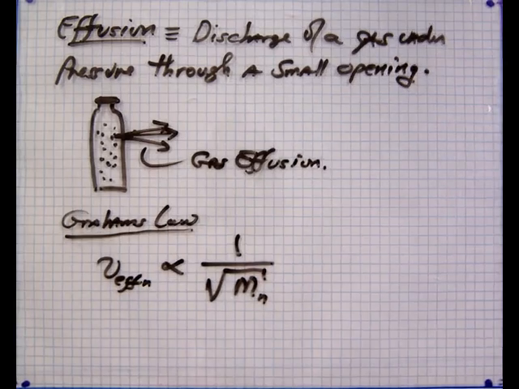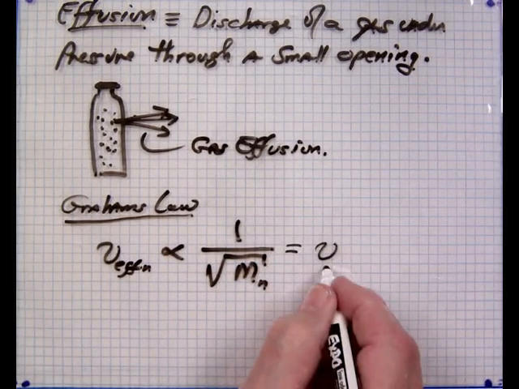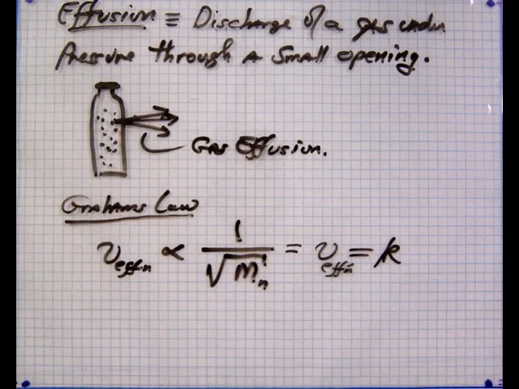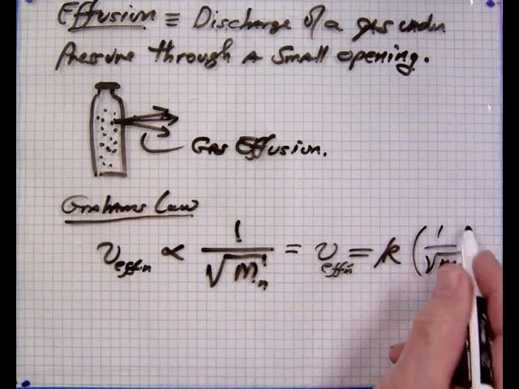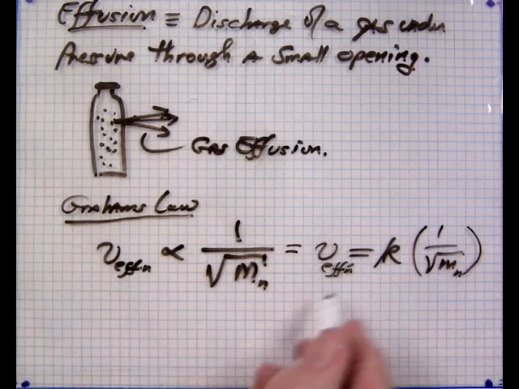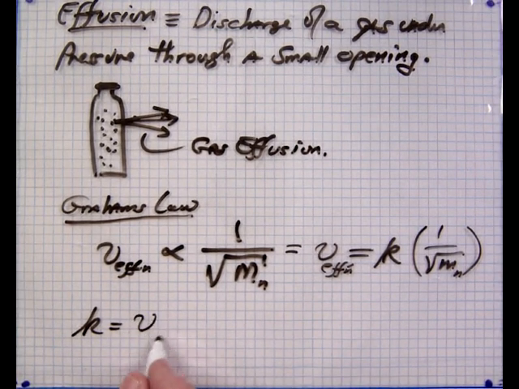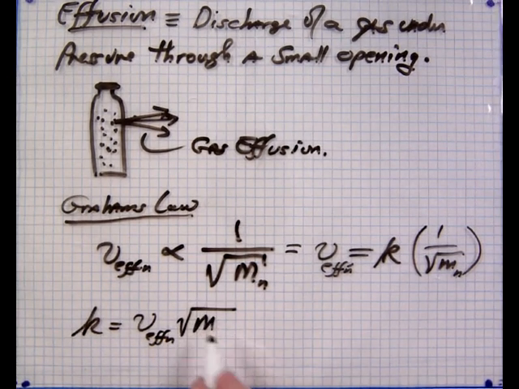Now, using this as a proportionality, we can convert it to an equation by inserting a proportionality constant times 1 over the square root of mole weight, like this. And solving for the K value, we find that K is the product of the velocity of effusion times the square root of the mole weight, the number average mole weight of some particle.